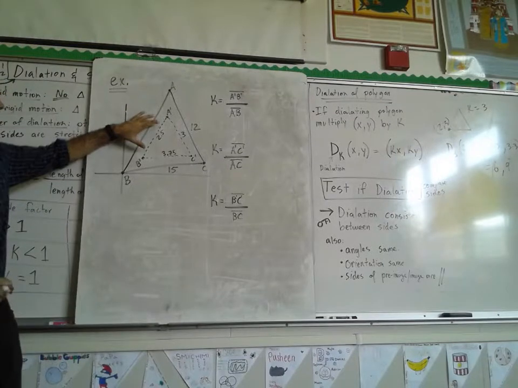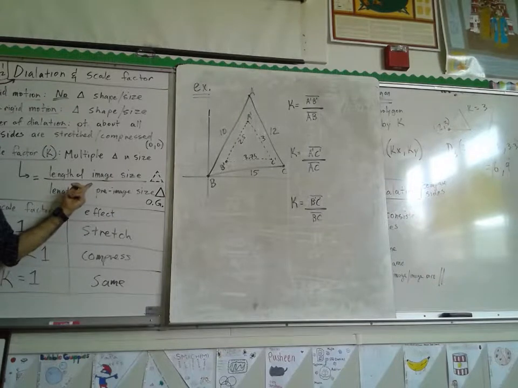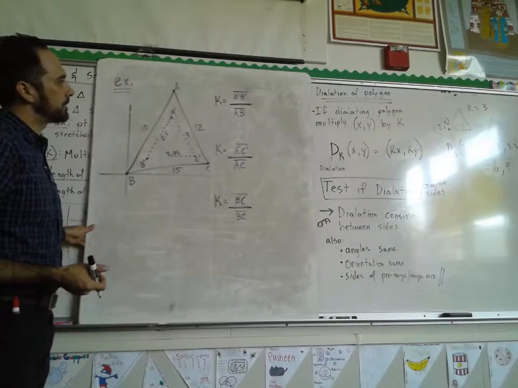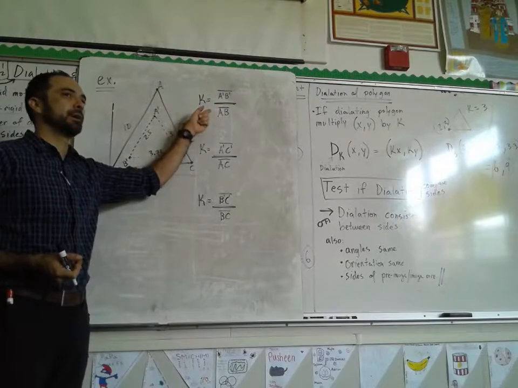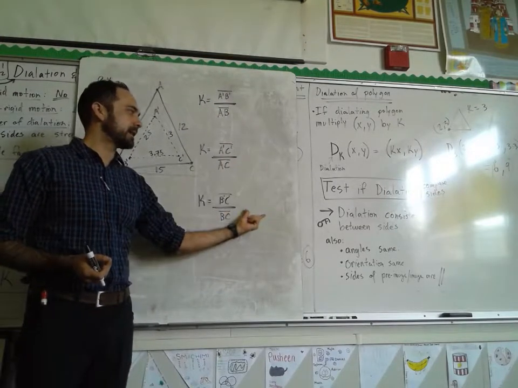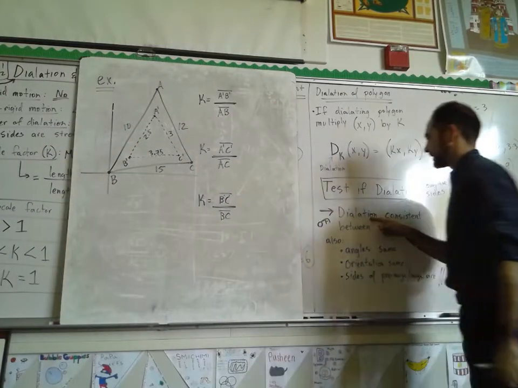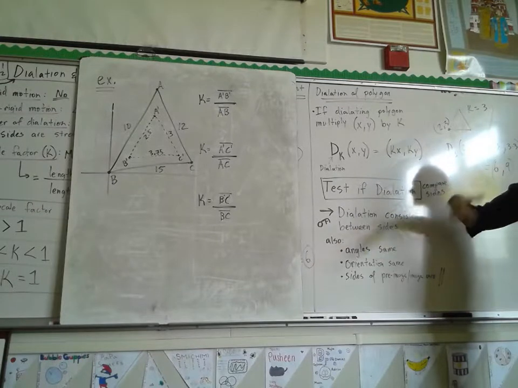So since we know that the scale factor is the length of the image size, the new one, over the length of our pre-image, all we have to do is set up this ratio here, comparing those two. If my K factor is true for this side, and this side, and this side, then what are we seeing? We're seeing our key point we're looking for. Dilation is consistent between the sides. Okay, that's all we have to test.